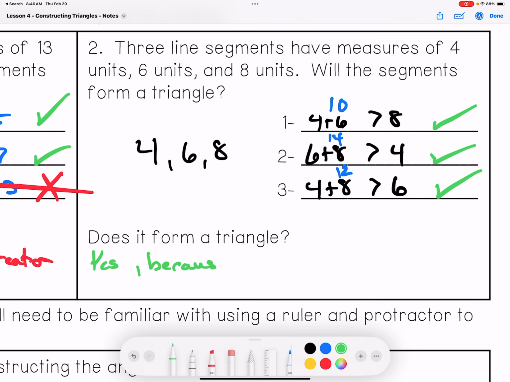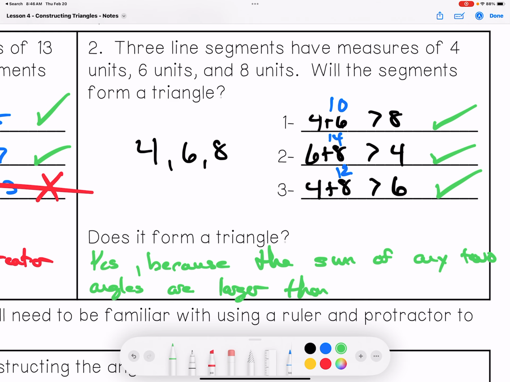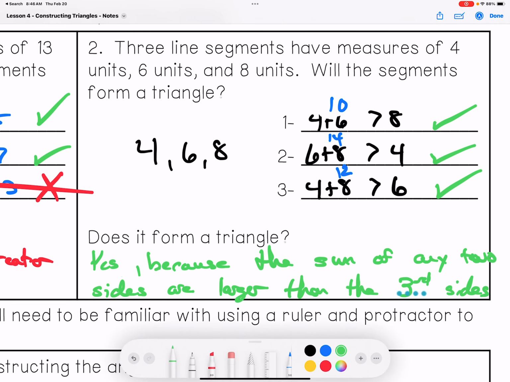Because the sum of any two angles are larger than the third angle. Or the length of the third, they're not angles. So let's change that to sides. My bad. Just change the word angles to sides.